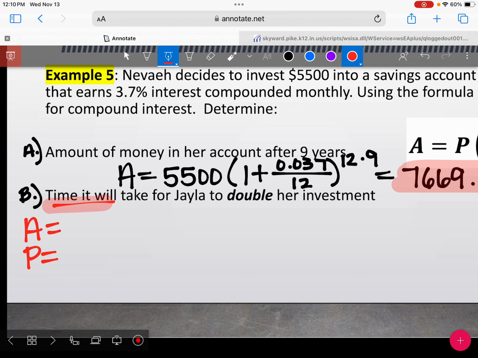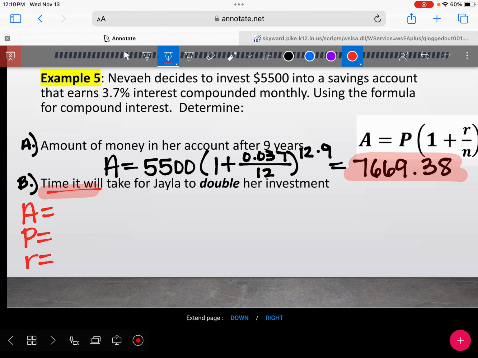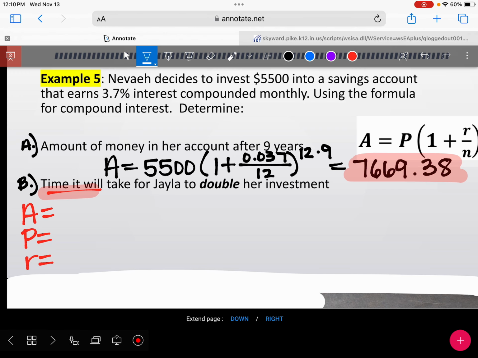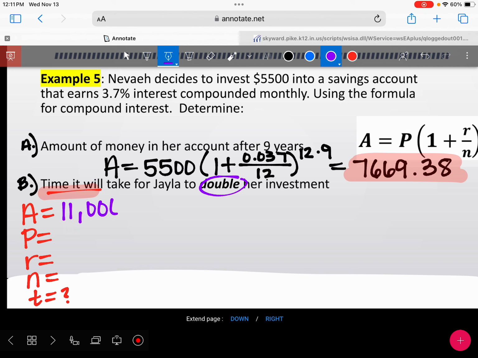A, P, R, N, and we don't know T. T is what we don't know in part 2. So we know we're trying to double it. So we multiply the start by 2, which gives us 11,000. We're starting with 5,500. The interest rate is still 3.7%, and it's still compounded monthly.